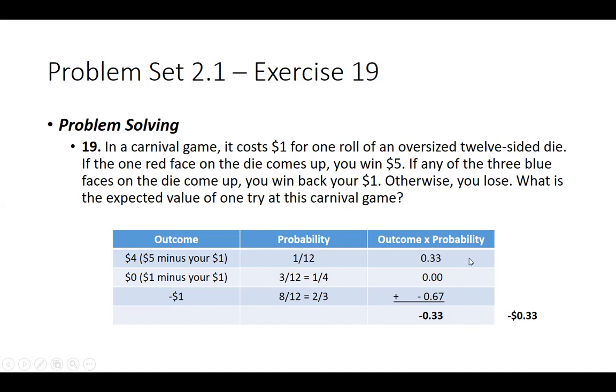If we add up the outcome times probability column, we get negative 0.33. Maybe negative 0.34, depending on how you rounded these. But the expected value of one try at this carnival game would be that you lose 33 cents or 34 cents, depending on how you rounded.